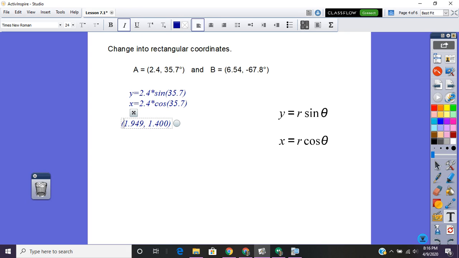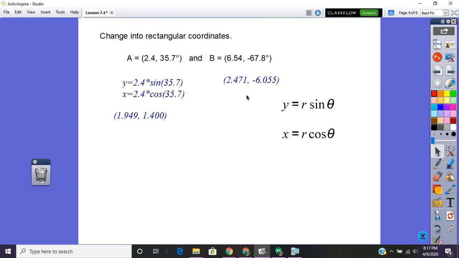So why don't you pause the video and try part B and then unpause it to see if you're right. Well, how'd you do? Did you get it right? I hope so. Once again, these conversions are very easy to use.